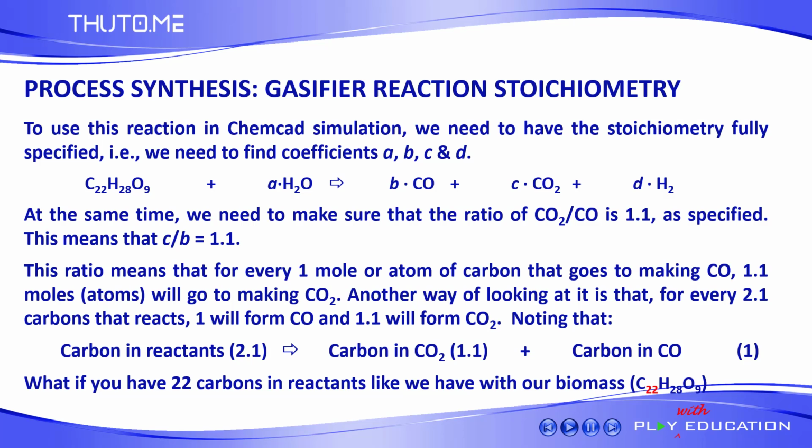At the same time, we need to make sure that the ratio of CO2 to CO is 1.1, as specified. This means that C divided by B equals 1.1. This ratio means that for every 1 mole, or atom of carbon that goes to making CO, 1.1 moles or atoms will go to making CO2. Another way of looking at it is that, for every 2.1 carbons that react, 1 will form CO, and 1.1 will form CO2.